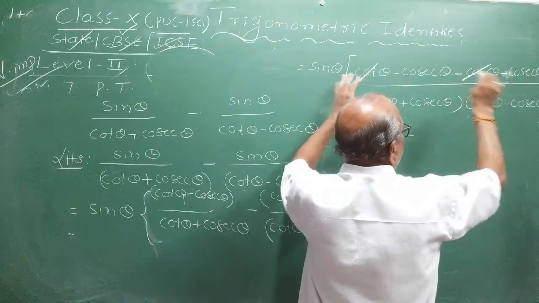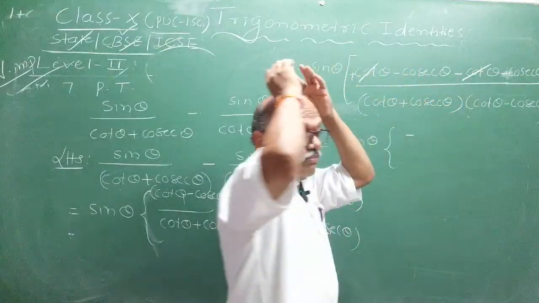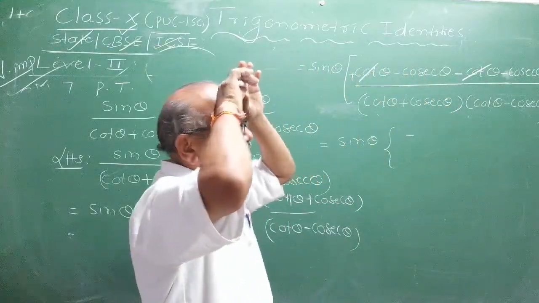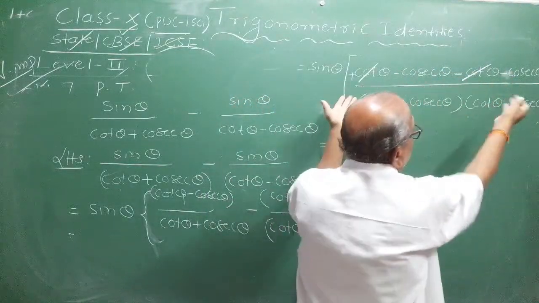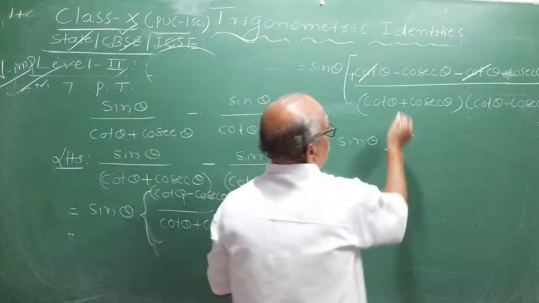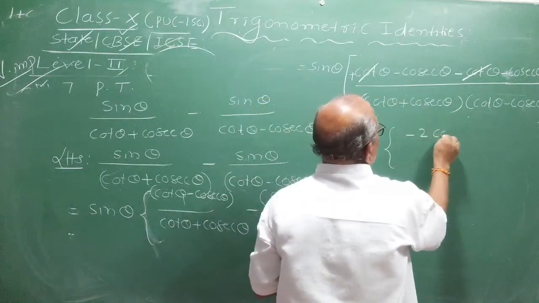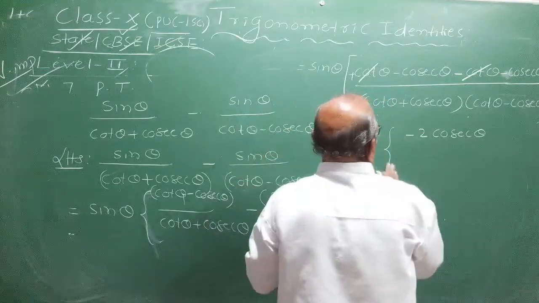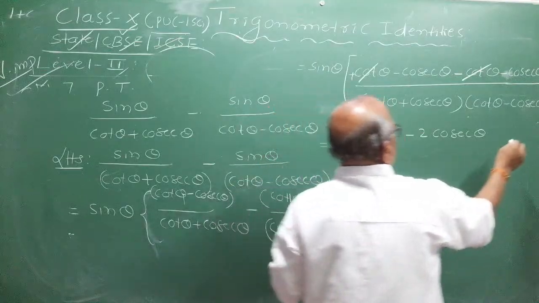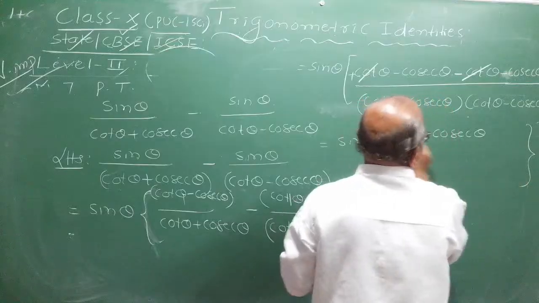Many students do this at state level, and I am worried about them. There are many weak students who do minus into minus here, where there is addition. Try to understand the mistakes. It is minus 2 cosec theta. Then you say, oh sir, I did it in tension. What is the tension for you? Be cool. Have a deep breathing exercise.